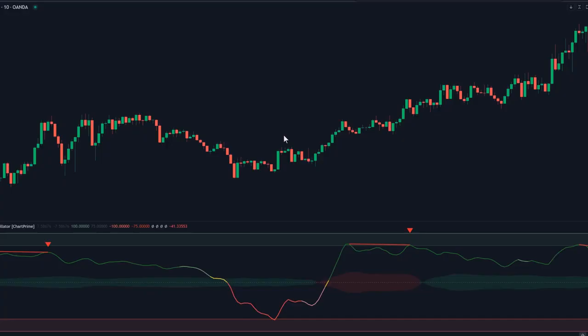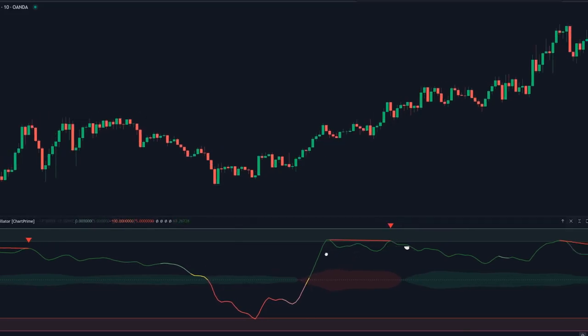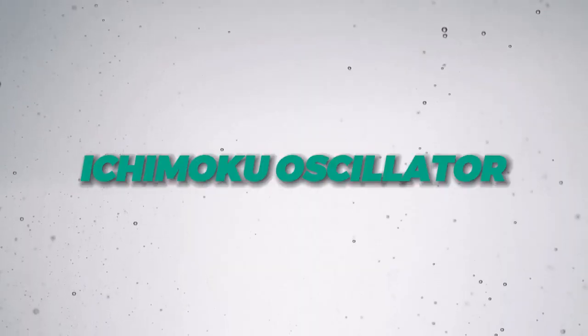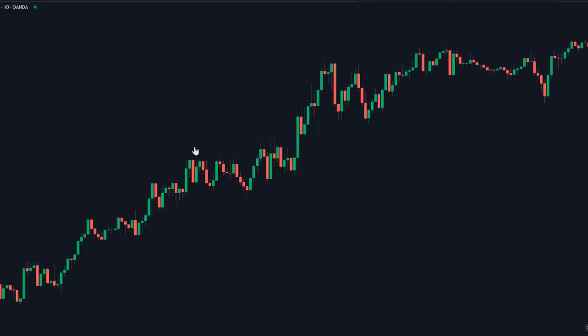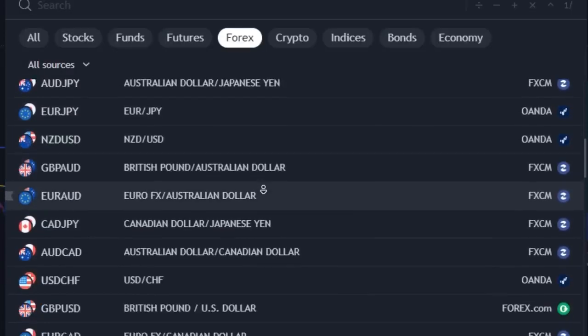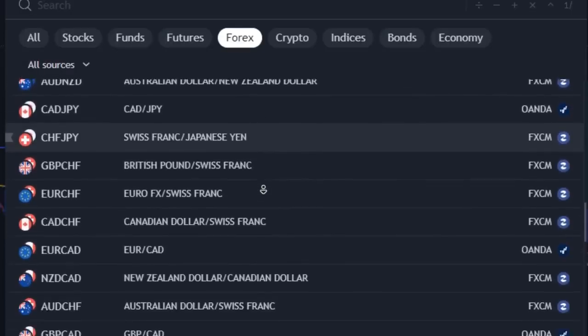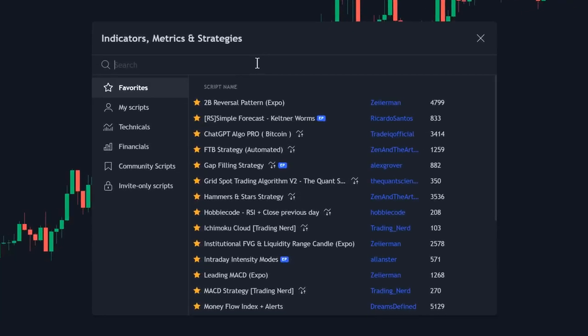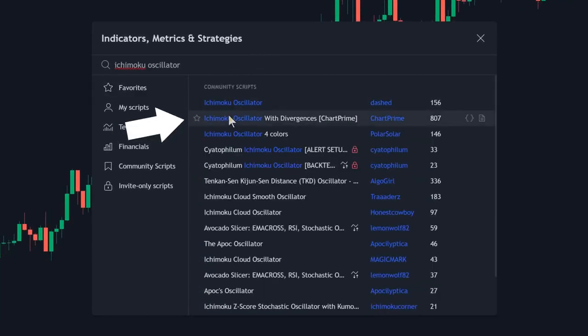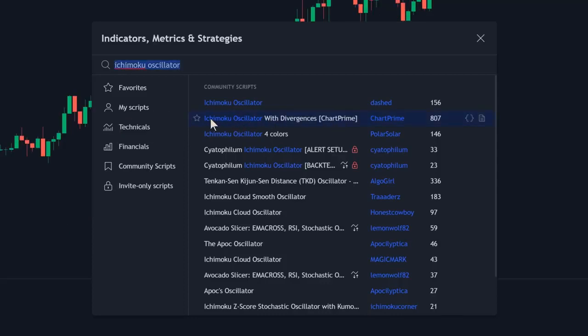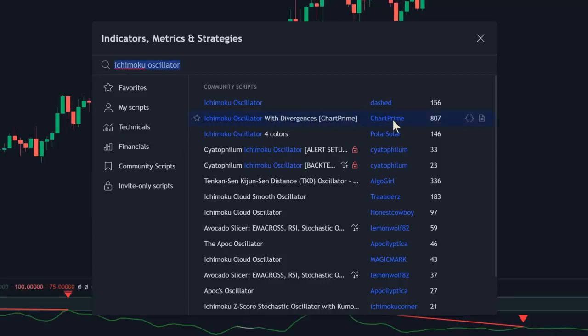Let's get into it. Now, this oscillator version of the Ichimoku Cloud is called the Ichimoku Oscillator. To add it to your chart, you're gonna go to TradingView. Then load any trading security that you like in any time frame. After that, open the indicator search tab and type in Ichimoku Oscillator. And it's gonna be this one called Ichimoku Oscillator with Divergences, created by Chart Prime.